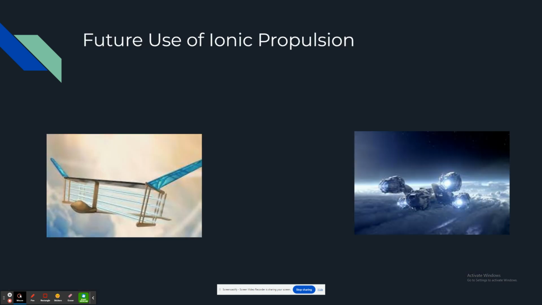Every year, ionic thrusters get better and better, and at some point in the future, they might be able to be used efficiently on aircraft. They have only been experimented with on aircraft, but at some point we might be able to see a large commercial aircraft using ionic propulsion. Ionic thrusters of this magnitude of strength being used in space would allow us to reach far off places in a significantly shorter time.